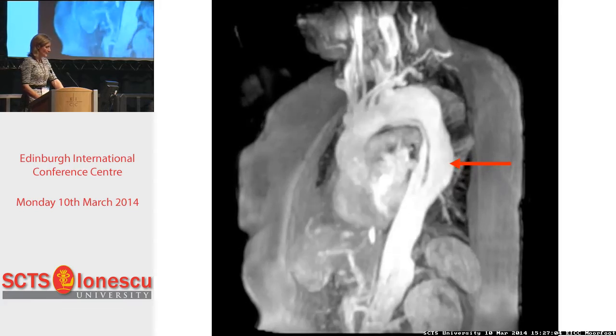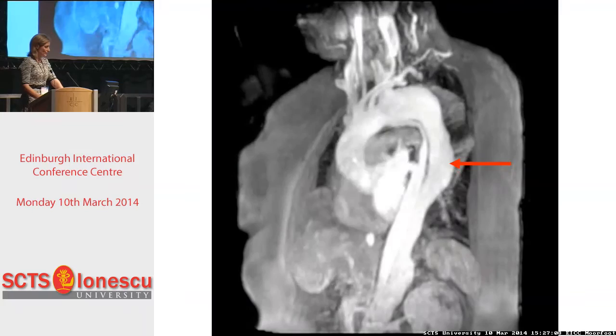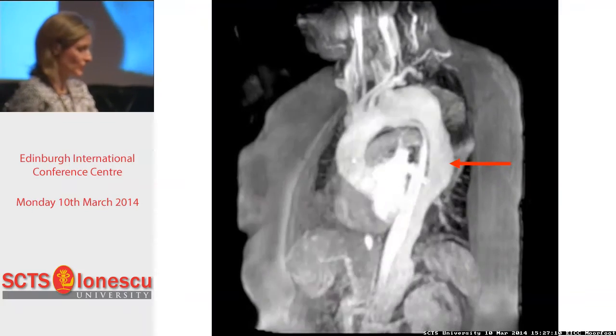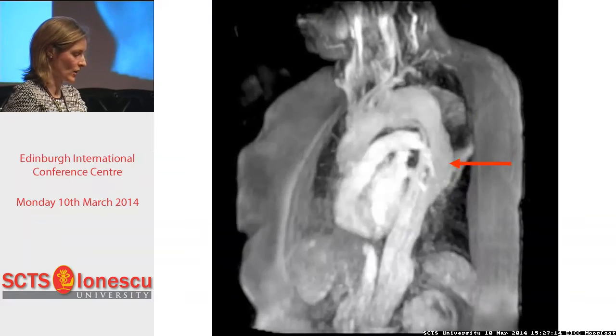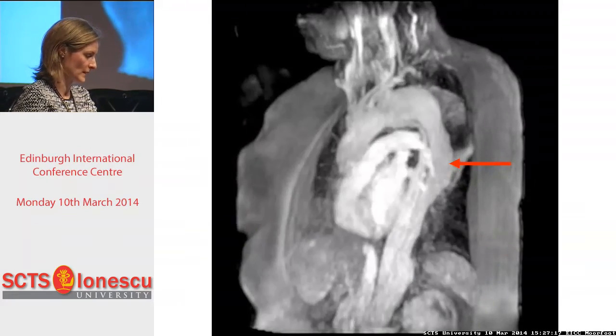And this can be easily appreciated. So if you imagine you deliver a bolus of contrast and you're measuring the amount of contrast enhancement in the false lumen, which is shown where the red arrow is located, you can see that it makes a difference when you acquire the images in relation to when the contrast is being given.